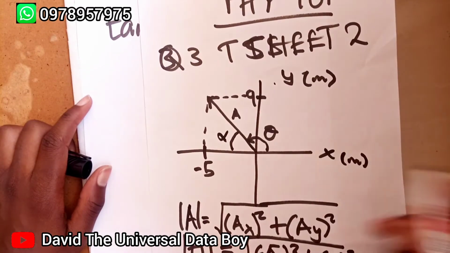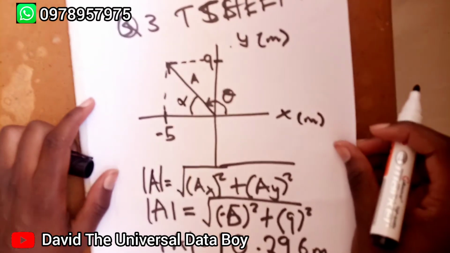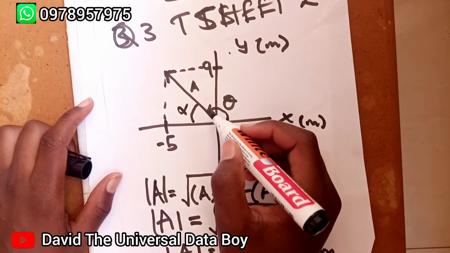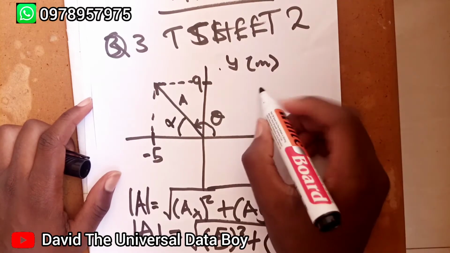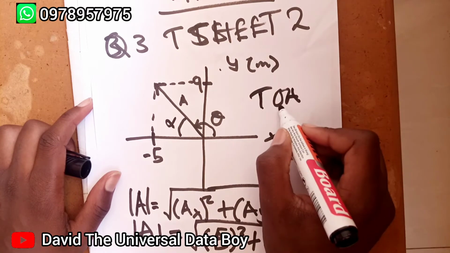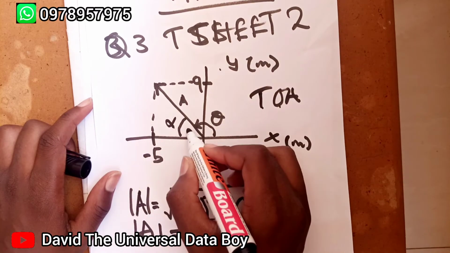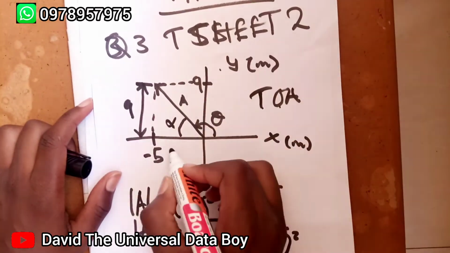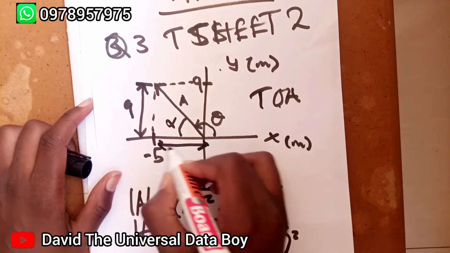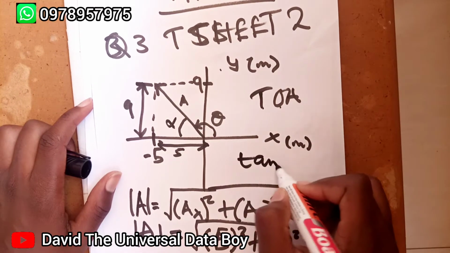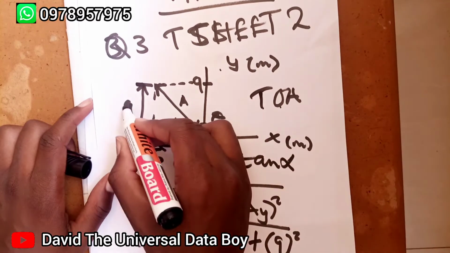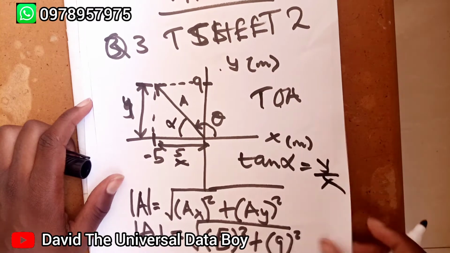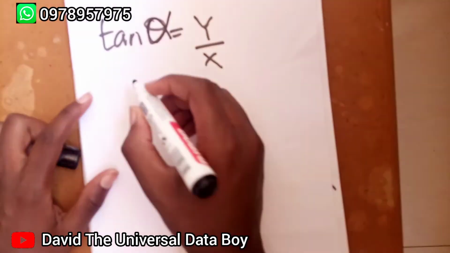Tan alpha will be equal to whatever is in the y over whatever is in the x, because when you look at this and review SOH CAH TOA, tan is opposite over adjacent. The opposite of this angle is 9, which is in the y. The adjacent is the 5 there. So tan of this alpha will be what's in the y over what's in the x.